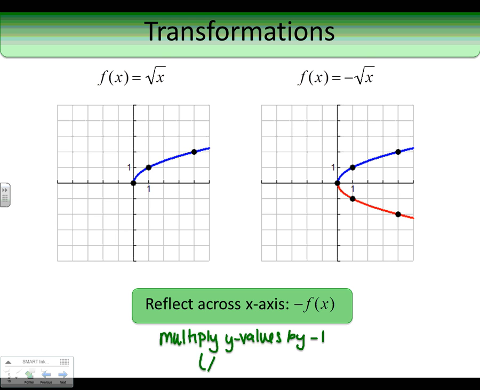So when we start with a point (x, y), the x's stay the same and the y values get multiplied by -1. Reflect across the x-axis.